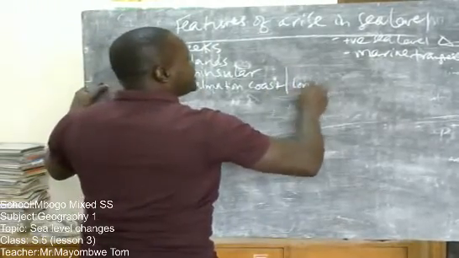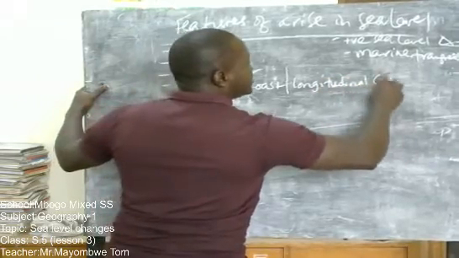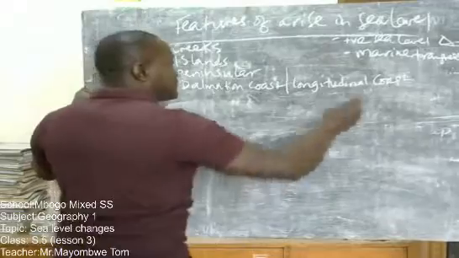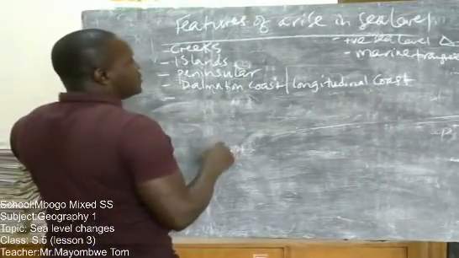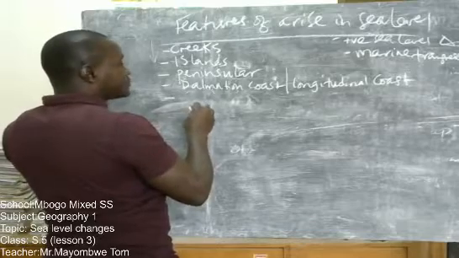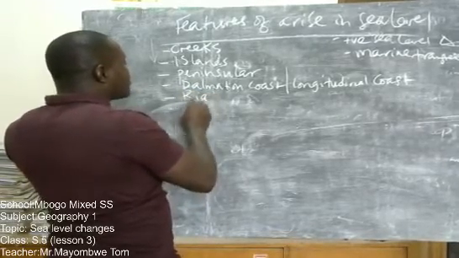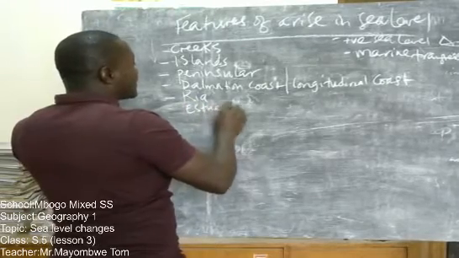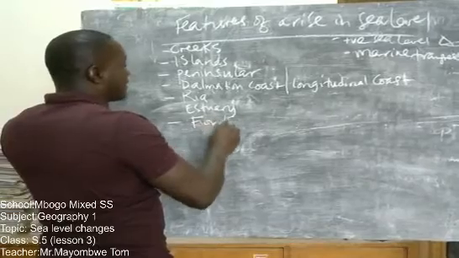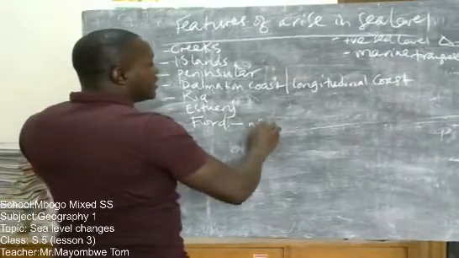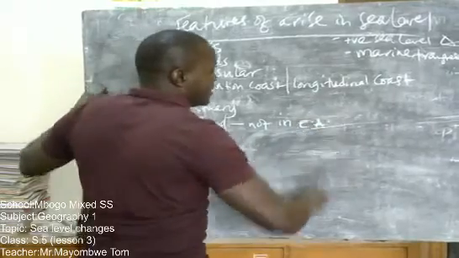Also known as longitudinal coast. We also have what we call ria. Also have what we call estuary. Also what we call fjord. However, this one, we don't have it in East Africa.